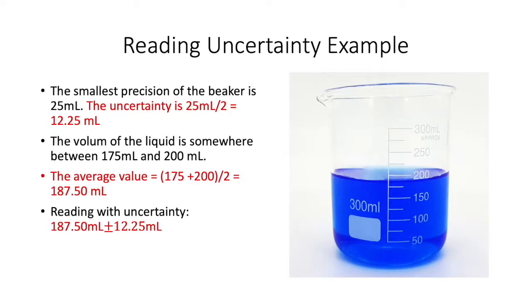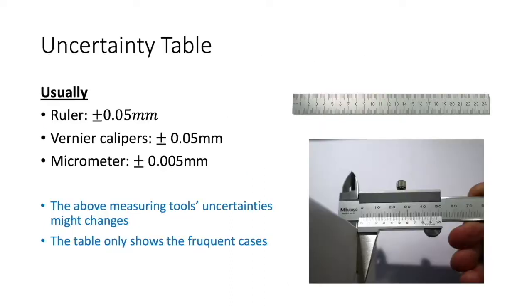And then we need to take the average volume of the liquid. The average volume will be equal to 175 plus 200 divided by 2, which gives us 187.5 milliliters. And then we need to include the uncertainty as well. So the reading will be 187.5 milliliters plus or minus 12.5 milliliters, and that will be the final answer for this problem.